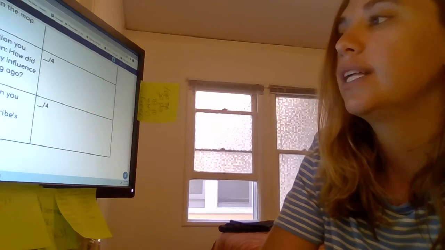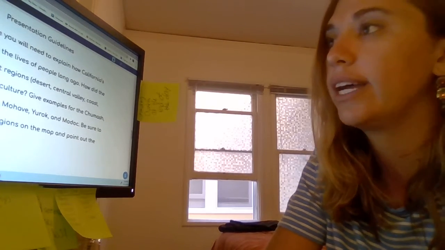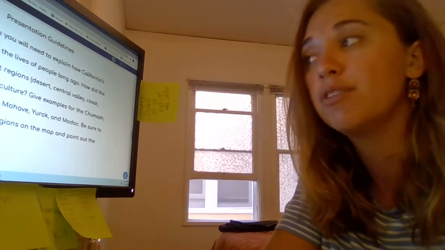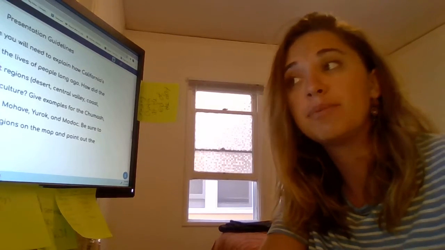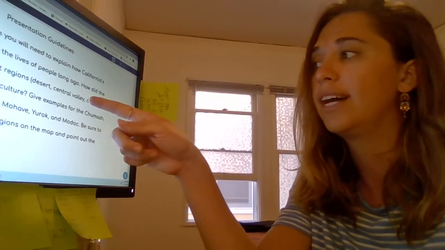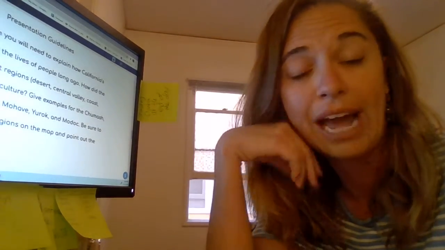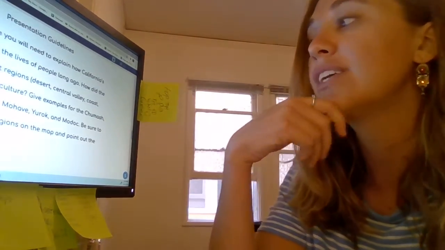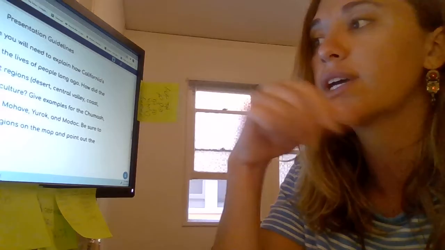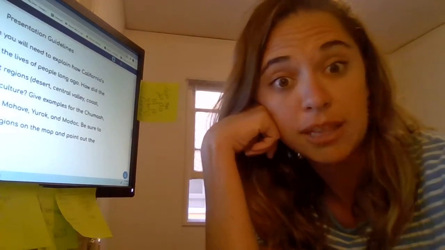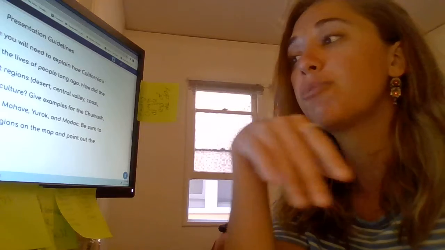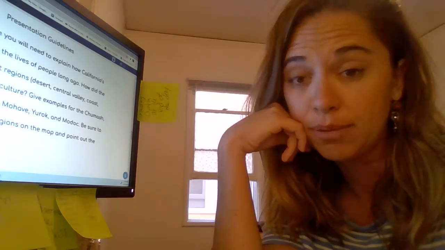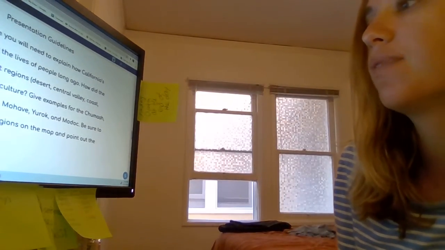Okay, and then, let's see, we're going to scroll down, and then presentation guidelines. For your presentation, you will need to explain how California's geography influenced the lives of people long ago. How did the tribes living in different regions, desert, Central Valley, coast, mountains, affect their culture? How did living in these places affect how they lived, affect their culture? Give examples for each tribe: the Chumash, the Yokuts, the Northern Paiute, the Mojave, the Yurok, and the Modoc. Be sure to point out the different regions on the map and point out the location of each tribe. Okay, so I'm going to give you an example of that.